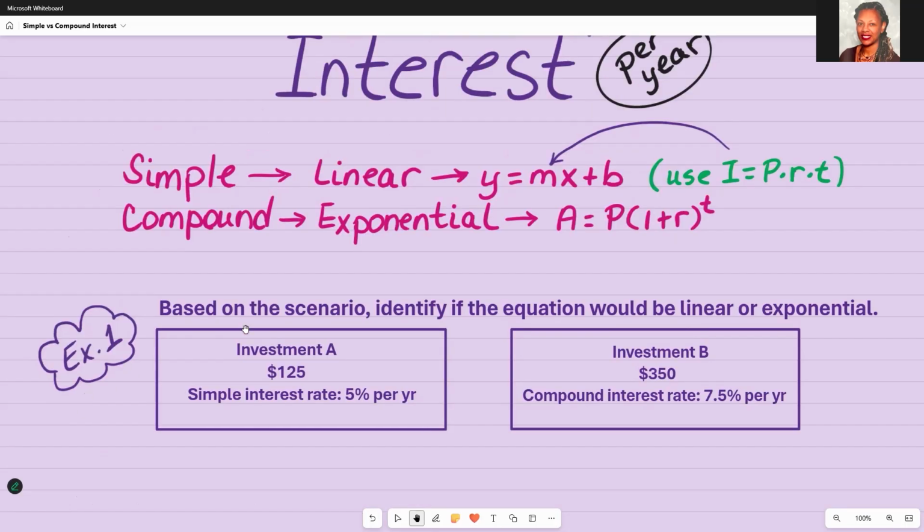For example 1, based on the scenario, identify if the equation will be linear or exponential. For the first one, it says simple interest rate, which indicates this is going to be a linear equation. And then the second one says compound interest rate, which indicates that it's going to be exponential.